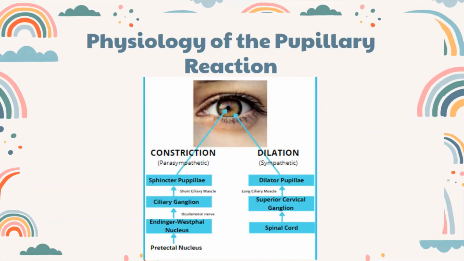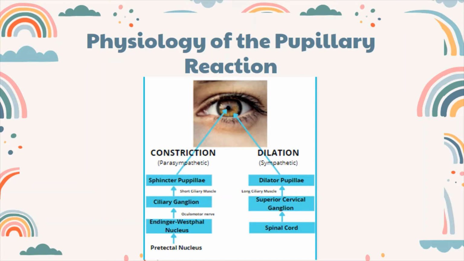Physiology of the pupillary reaction. These pupillary reactions, also called reflexes, are mediated by the oculomotor nerve or cranial nerve number 3, wherein these protect and prevent damage to the delicate photoreceptors from excessive light.